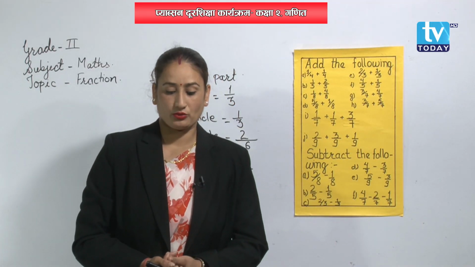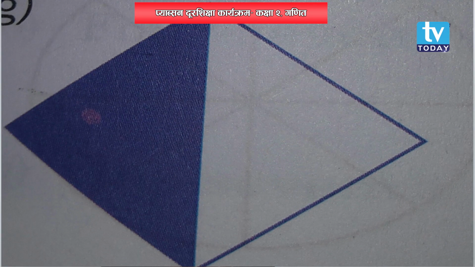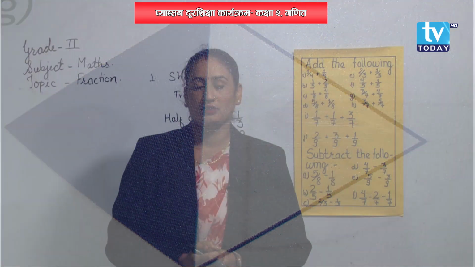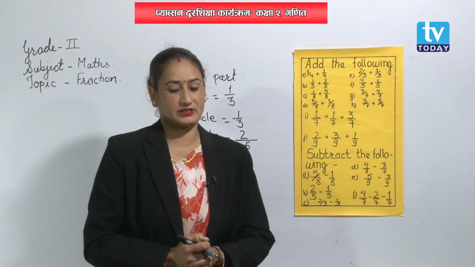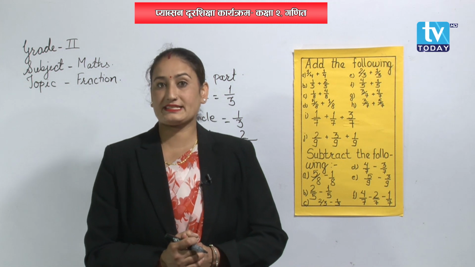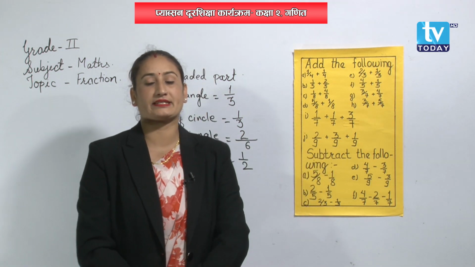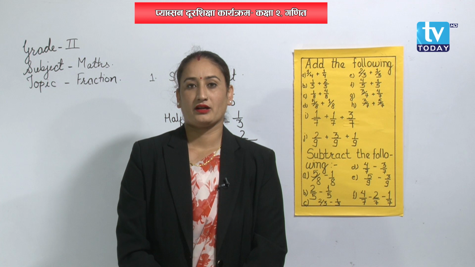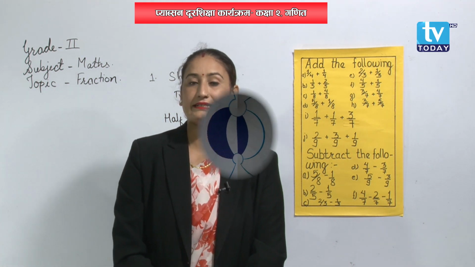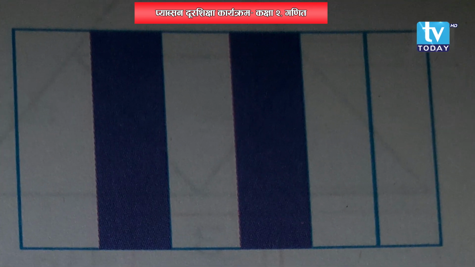Students, now what is there after that? It's like a square, or you can say it's like a kite. How many parts are there? 2 parts. How many parts are shaded? 1 part. Then can you write 1/2 over there? Yes. Now the next picture. Can you guess which picture this is? It's a rectangle.